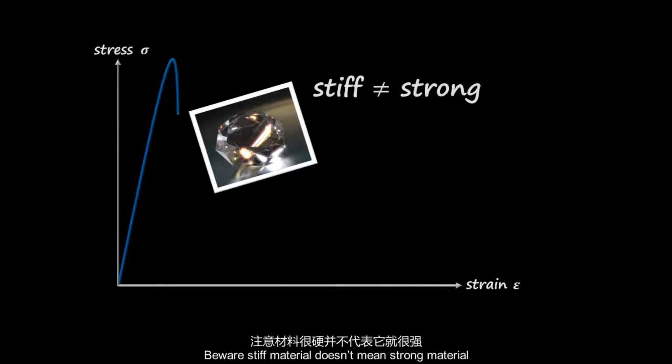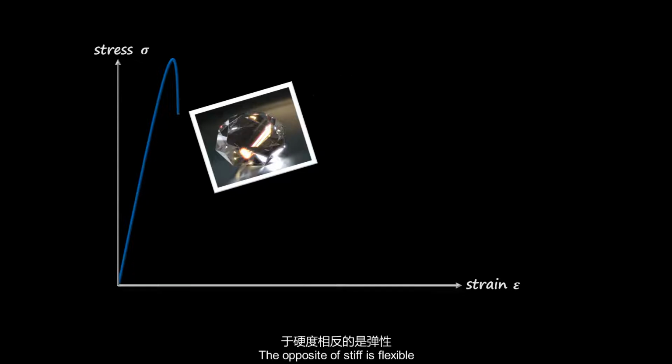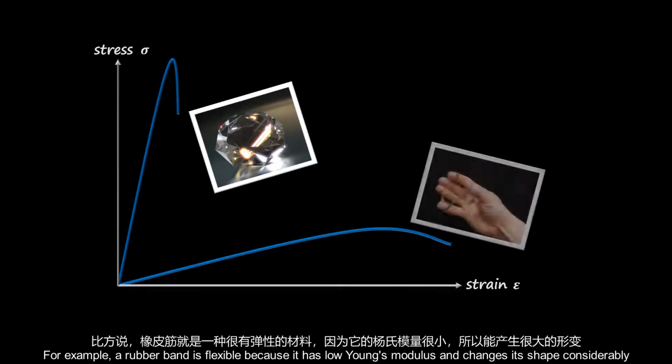Beware, stiff material doesn't mean strong material, which requires high load to permanently deform or break it. The opposite of stiff is flexible. For example, a rubber band is flexible because it has low Young's modulus and it changes shape considerably.